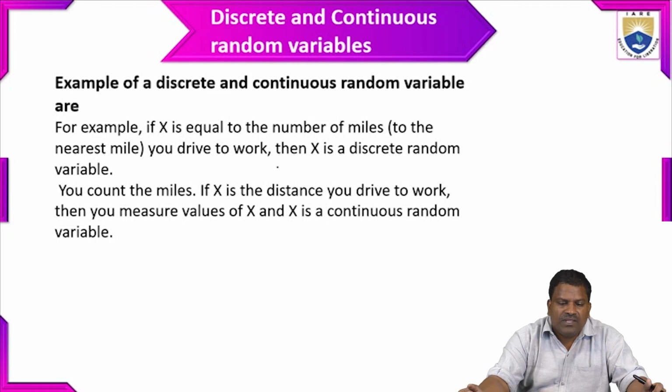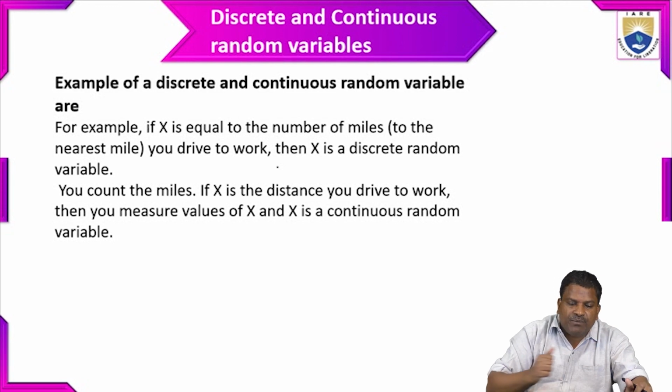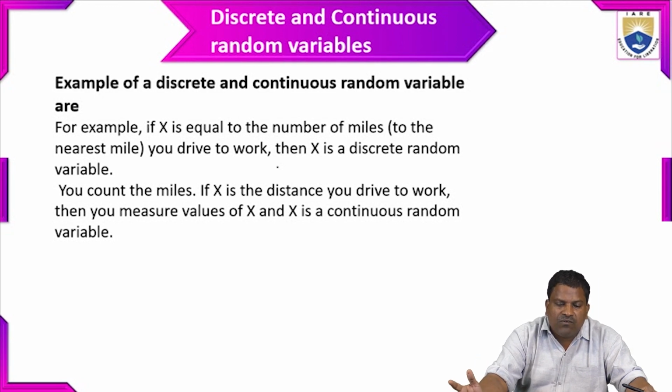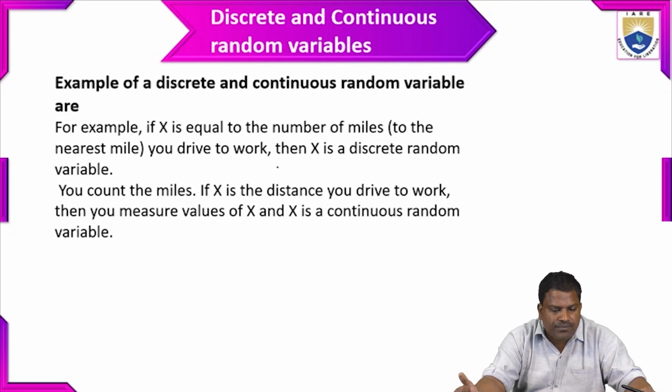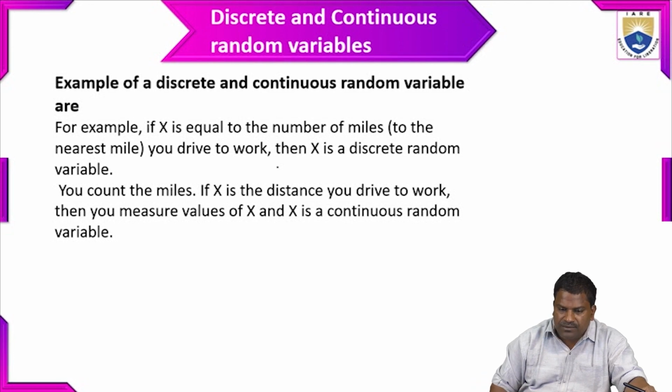Now let us see an example of a discrete and continuous random variable. For example, if x is equal to the number of miles to the nearest mile you drive to work, then x is a discrete random variable. You count the miles. If x is the distance you drive to work, then you measure values of x, and x is a continuous random variable.